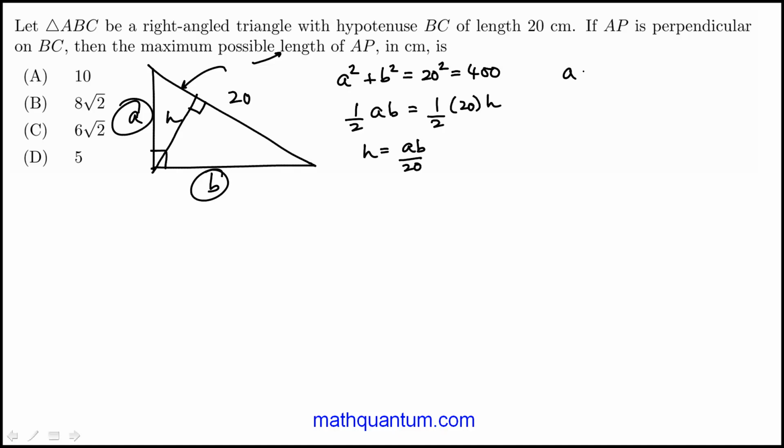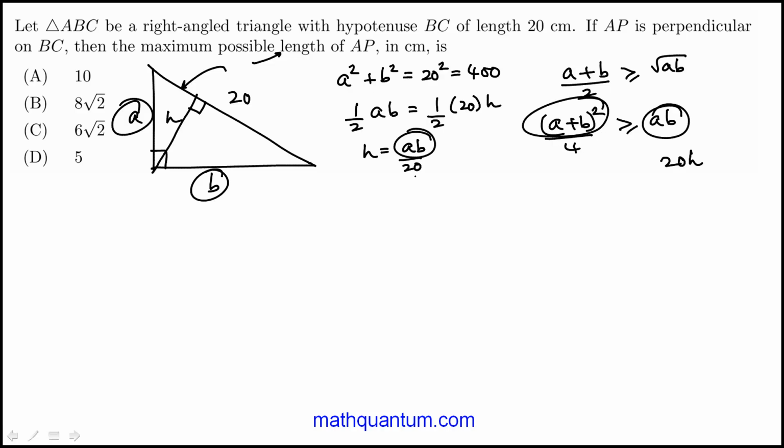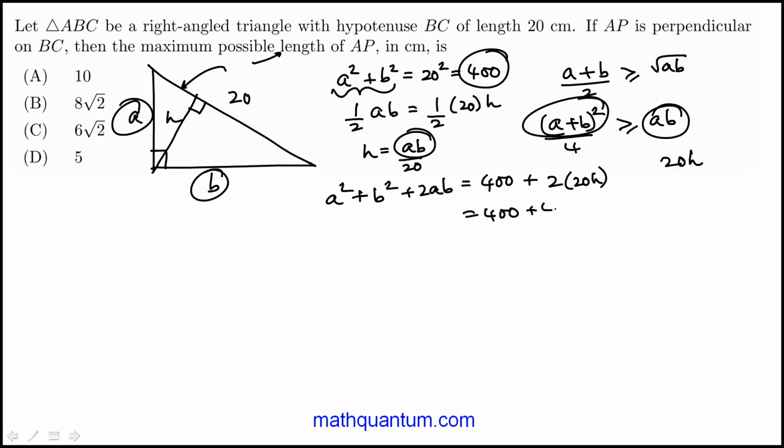Now I'll apply the arithmetic mean, geometric mean inequality. And I'll actually use the square form. And why is that? Because I have an AB here, so that's 20H. And then I can square this because we'll get the A square plus B square. And that would be equal to 400 plus 2AB. So AB is 20H. So it's 400 plus 40H.